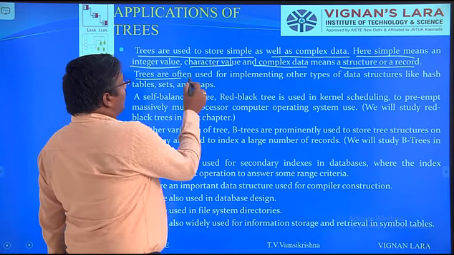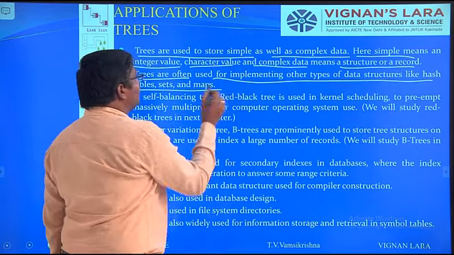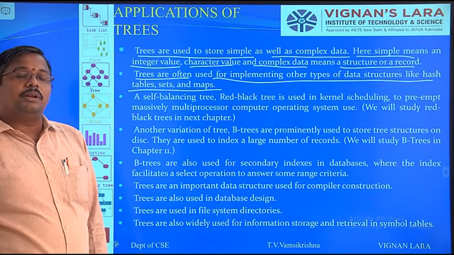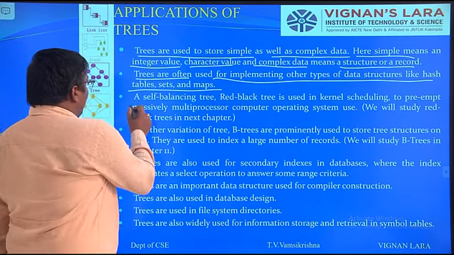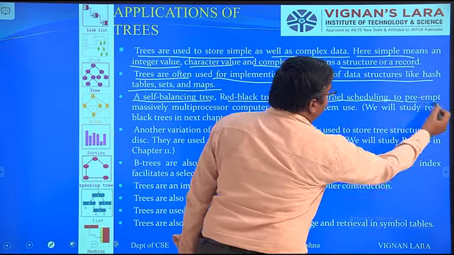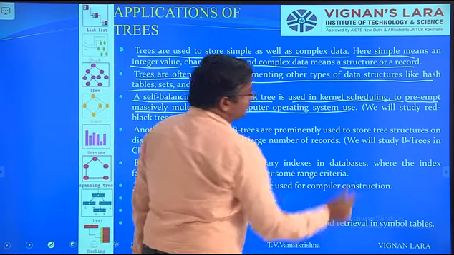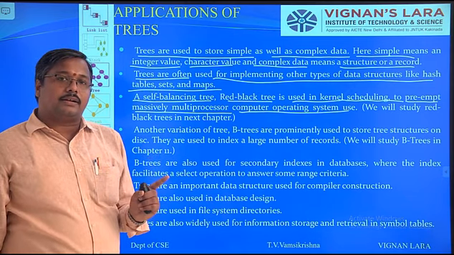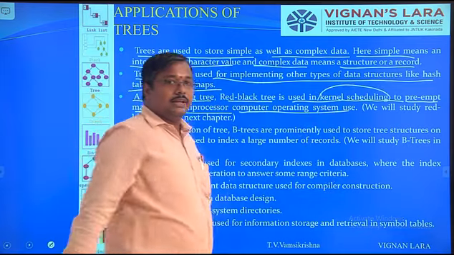And trees are often used for implementing types of data structures like hash tables, sets, and maps. These three kinds of data structures you will implement in advanced data structures in the next upcoming semester. And a self-balancing tree, the red-black tree, is used in kernel scheduling and preemptive multiprocessor computer operating systems also. So one kind of balanced binary search tree is a red-black tree, used in kernel scheduling algorithms.